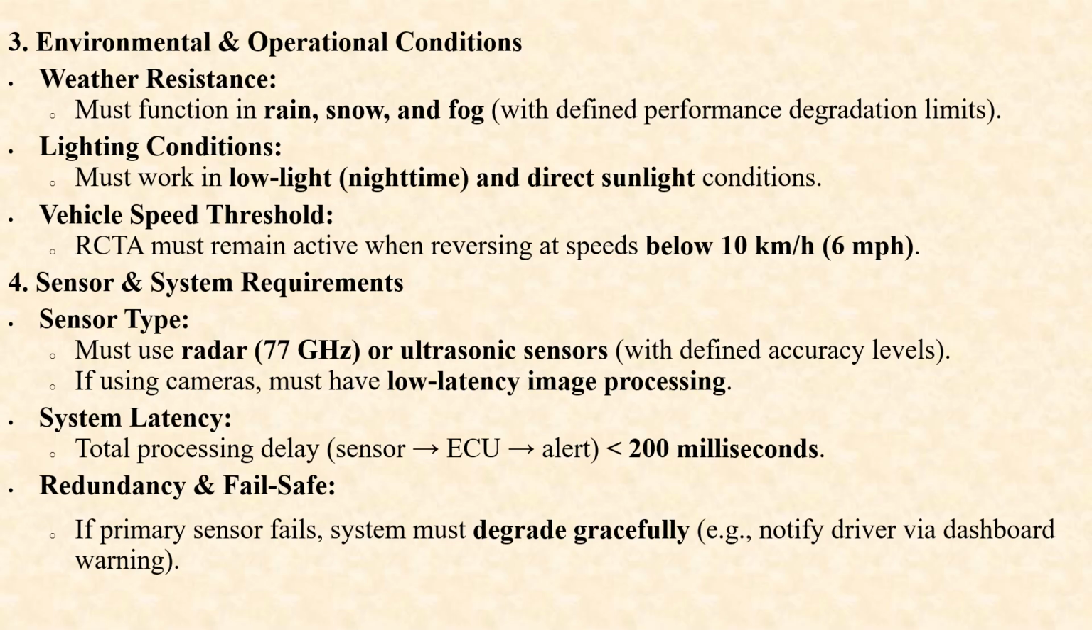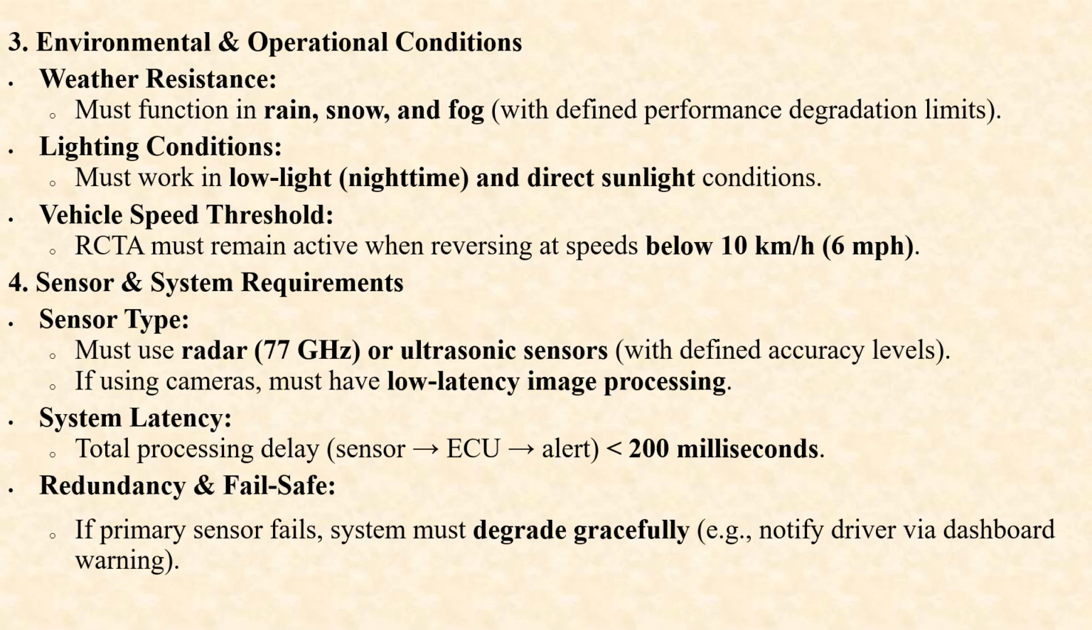Sensor type must use a radar 77 gigahertz or ultrasonic sensors with defined accuracy levels. If using cameras, must have low latency image processing. Okay, what is meant by latency? The time gap of how quickly the sensor reacts. Okay, that is called latency. And now coming to radar 77 gigahertz, I have already explained in the sensor section. Explanation is very clearly given in the sensor section why 77 gigahertz is most prevalent.